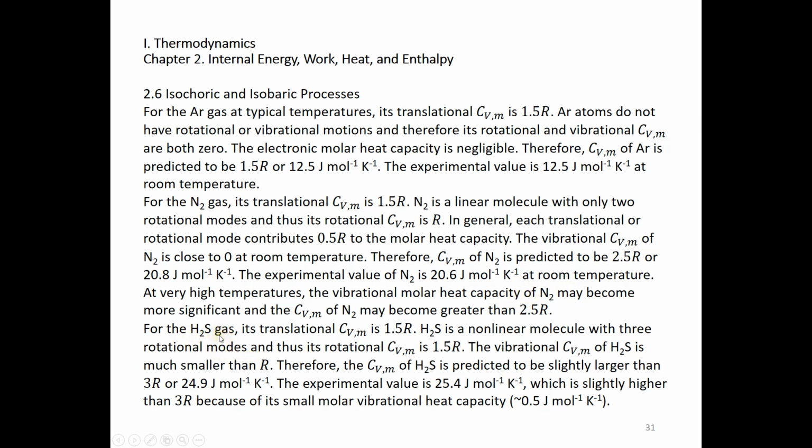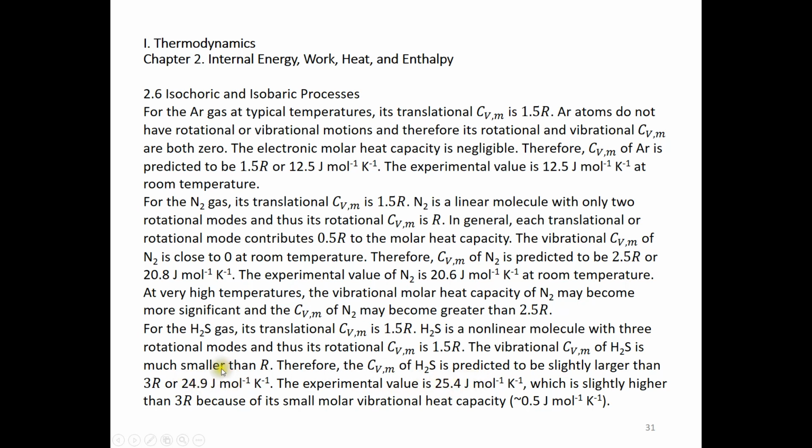Now we have a triatomic gas. It's H2S, hydrogen sulfide. It has a translational molar isochoric heat capacity of 1.5 R. Because it's nonlinear, we have 3 rotational modes, so the rotational CVM is also 1.5 R. And we're going to just estimate the total CVM is 3R. 3R is roughly 24.9. And then the experimental value is 25.4, so not too bad.